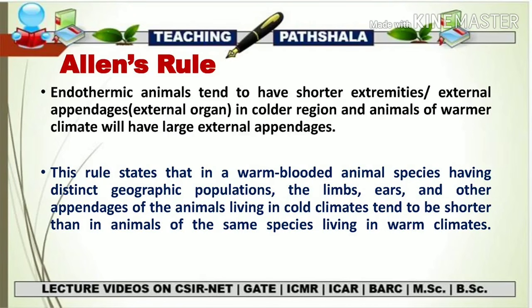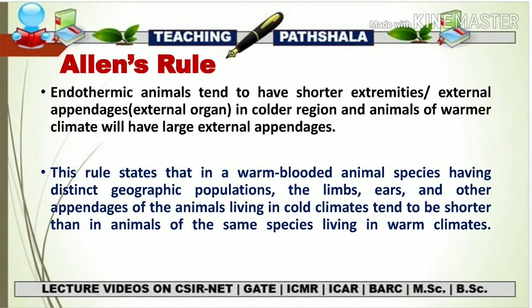This situation is totally opposite in the case of animals living in the colder area, because there they need to minimize the heat loss and retain maximum heat inside their body, so that their survival is possible in the colder area. That is why they have shorter external organs like limbs and ears. With the help of these shorter external organs they minimize the heat loss, because surface area will be very small, and that is why the loss of heat will be minimum.